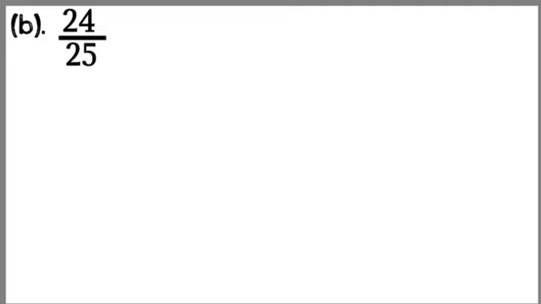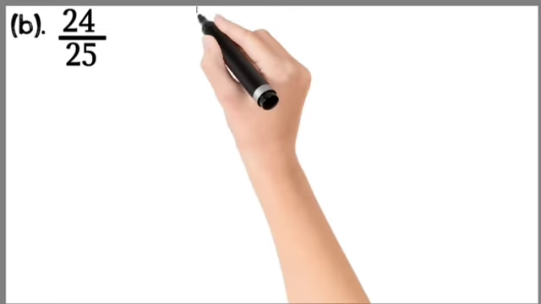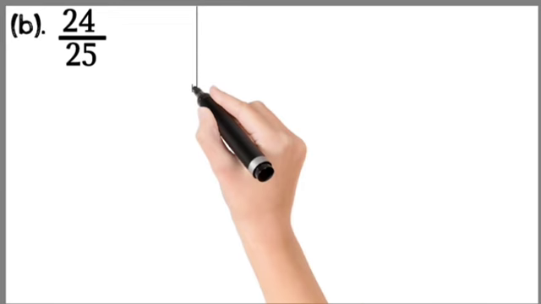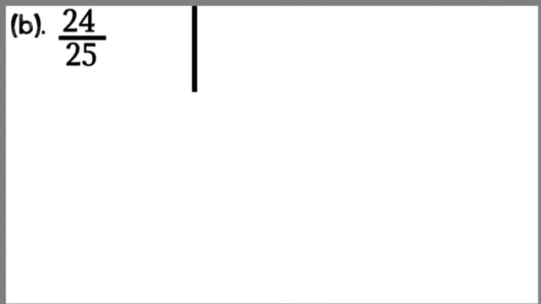So just like before, in this case also the dividend is smaller than the divisor, because the divisor is 25. The denominator is the divisor, the numerator is the dividend. So this 24 is smaller than 25. So how will we divide this? Let me draw the lines for the rough calculation.